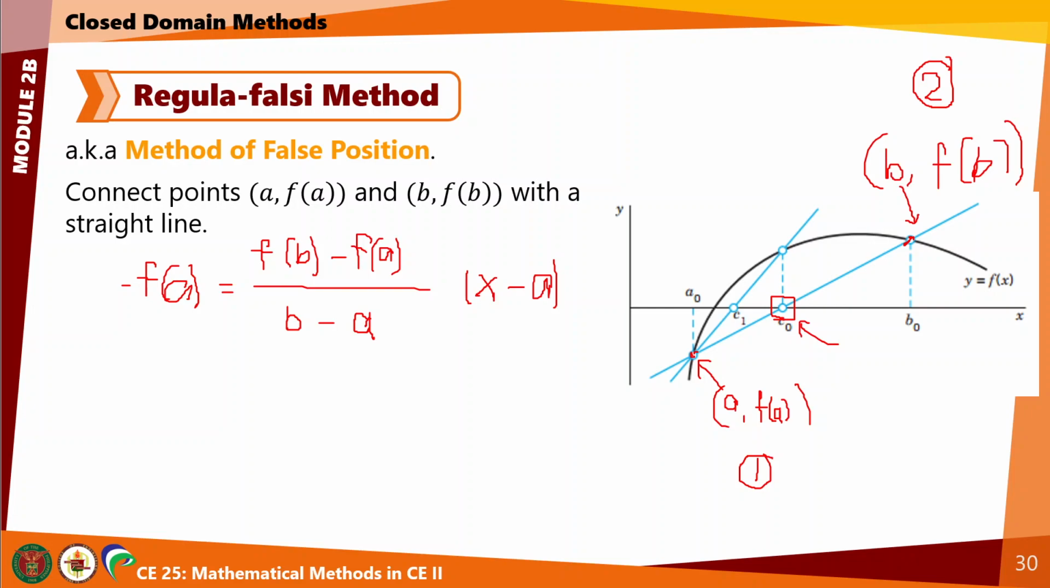So basically, i-isolate yung x na ito. Okay? So pwedeng gawin is i-cross multiply itong b minus a at saka yung negative f of a dito sa taas. So meron tayong b minus a times negative of f of a over f of b minus f of a. Kasi ang gusto pala natin i-isolate is x.